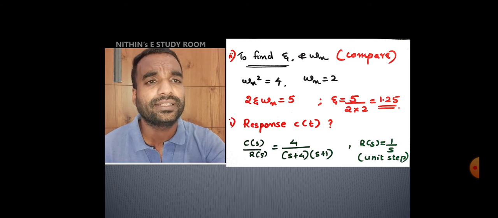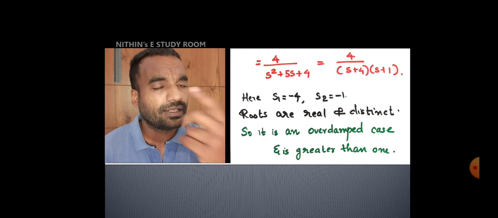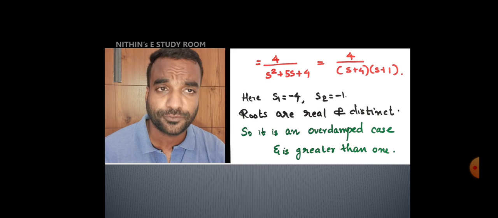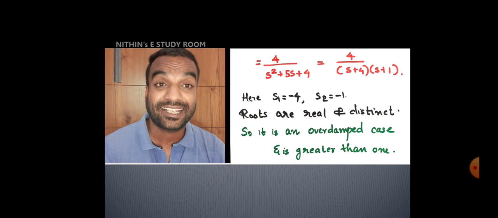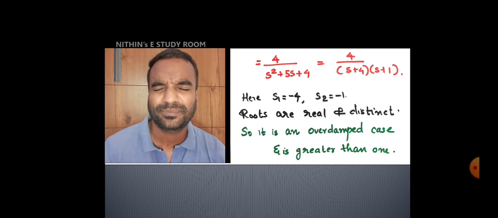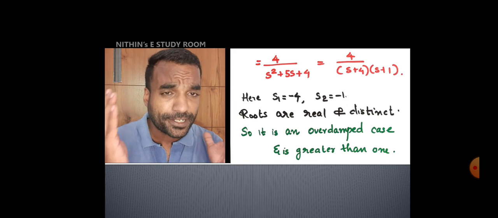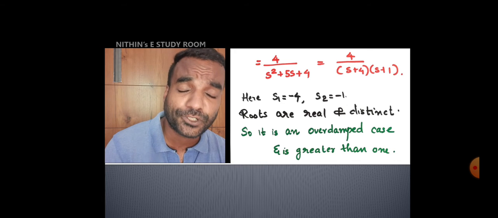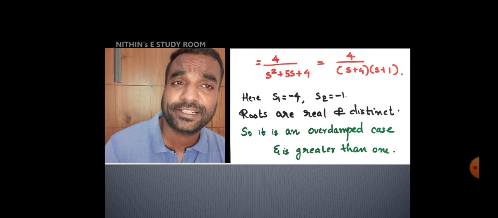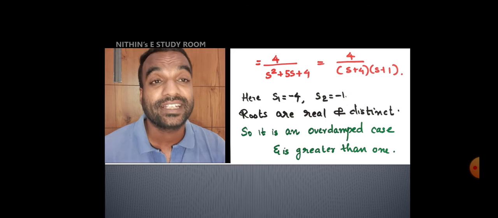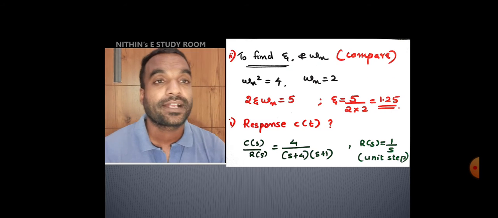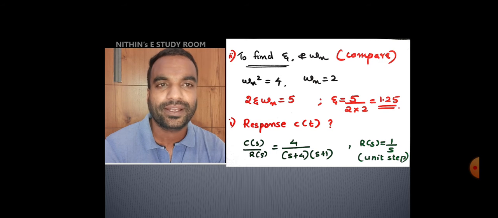Anyhow, I am doing it in this fashion because now we are going to compare 4 by s square plus 5s plus 4 with the standard expression. What is the standard expression? Please recollect. What is the standard representation of a second order system? Omega n square by s square plus 2 eta omega n s plus omega n square. So we can easily say omega n square is equal to 4. Comparing, omega n square is equal to 4, so omega n is equal to 2.